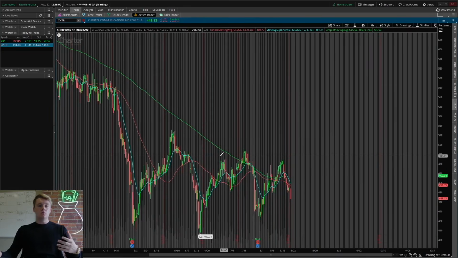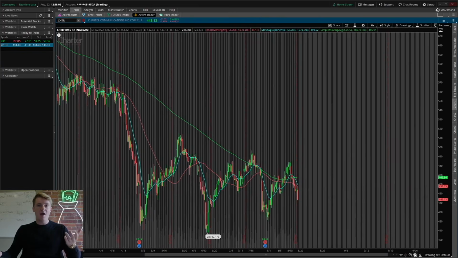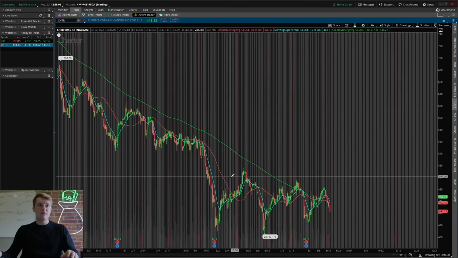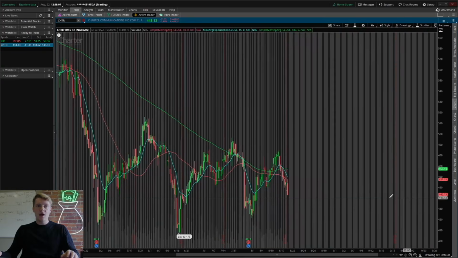Now, what we're looking to do based off the overall pattern, right? The pattern you can see here of very clear lower highs is play the move back down to that low, okay, that low at 407.75.